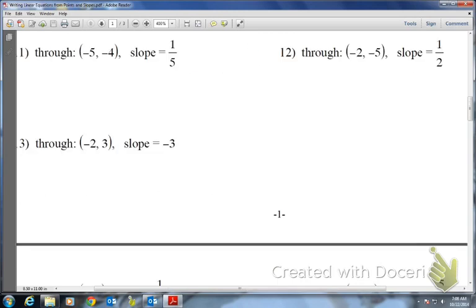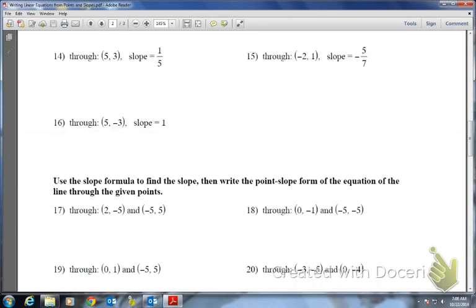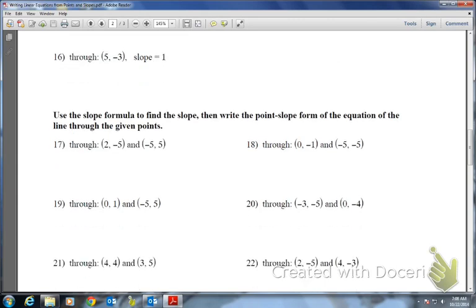Alright, last but not least, if you flip it over to the back, there are some problems back here that say use the slope formula to find the slope, then write the point-slope form of the equation of the line through the given points. So that's a lot. First it says use the slope formula. All right, well maybe you do, maybe you don't, but let's write it on your paper if you don't remember what the slope formula is. So up here I want you guys to write yourself a little note that says that the slope formula is m equals y2 minus y1 over x2 minus x1. So go ahead and write that on your paper, just so that you remember what the slope formula is.